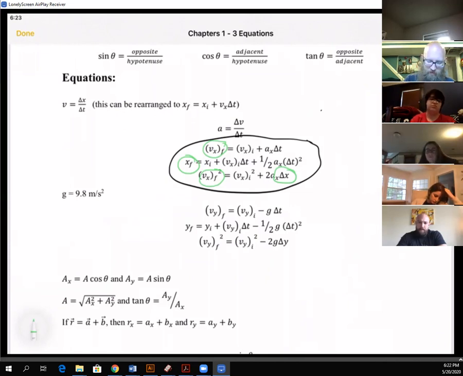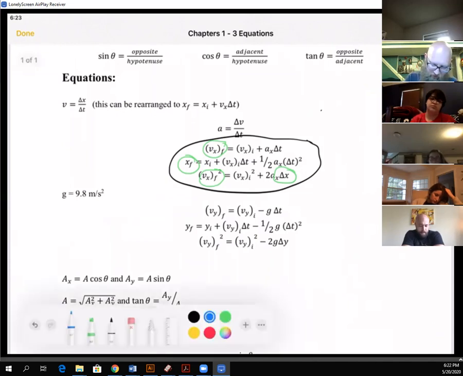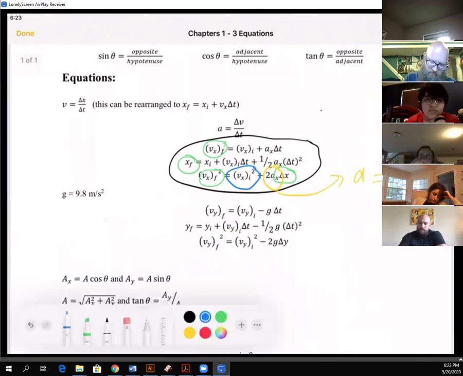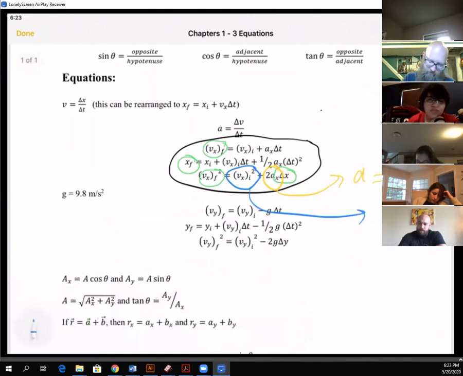So the last equation doesn't include time, but it does include an acceleration that we don't know, right? And I'm looking for v initial. There's v initial. I could do one more color and say acceleration, right? So I'm going to need to find a first, and then I can find v initial. You guys buy that? The good news is this acceleration is acceleration due to gravity. It's just part of the acceleration due to gravity.